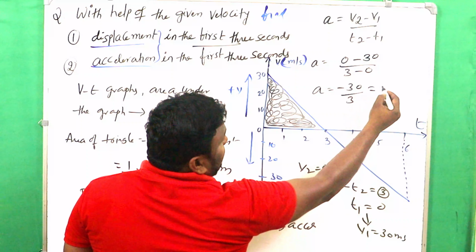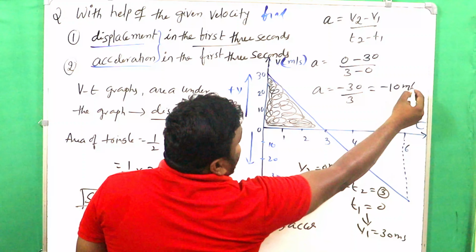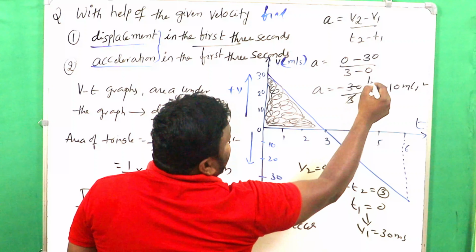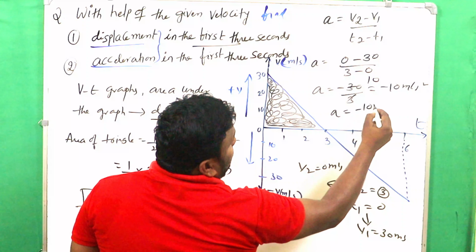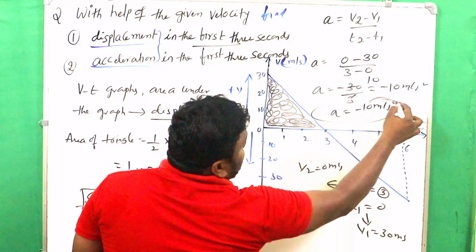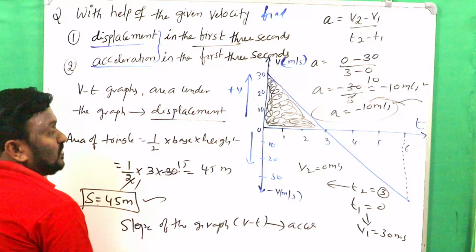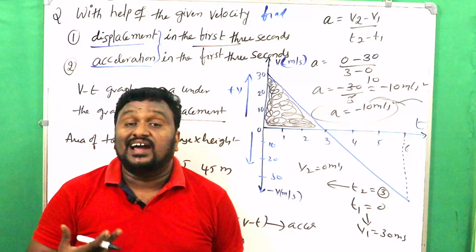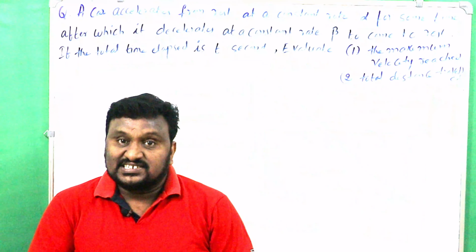Minus 30 by 3 is minus 10 meter per second squared. 3 ones are 3, 3 tens are 30. So a is equal to what? Minus 10 meter per second squared. So in this way we will find out the acceleration and displacement. Clear? Let's see another problem.